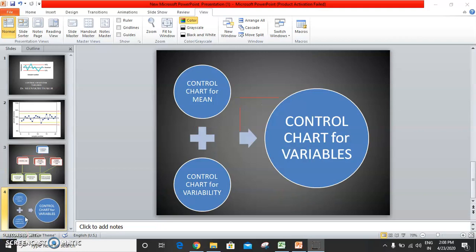Now, talking about the control chart for variables. In quality control, the term variable means a quality characteristic which can be measured, like the diameter of a ball bearing, length of refills, weight of cricket balls, and other like things. The control charts based on the measurement of quality characteristics are called control charts for variables. That means a control chart for variables deals with the measurements of quality characteristics.